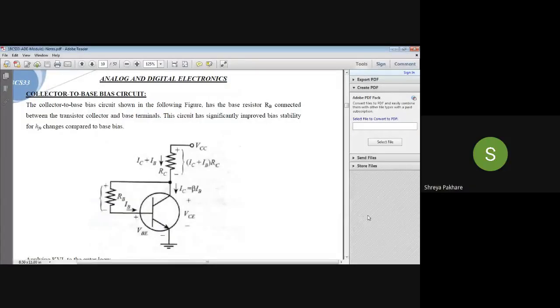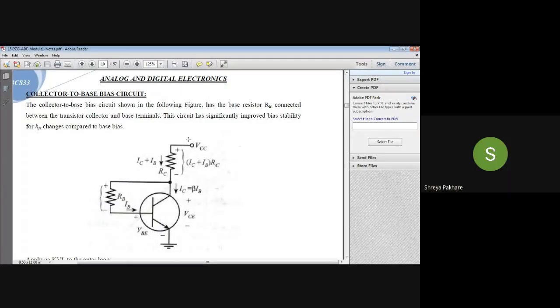Ashwini, can you tell me what is the KVL equation at the input? Or at least say yes or no. Shreya? Yes, sir. What is KVL at the input? Can you tell me?